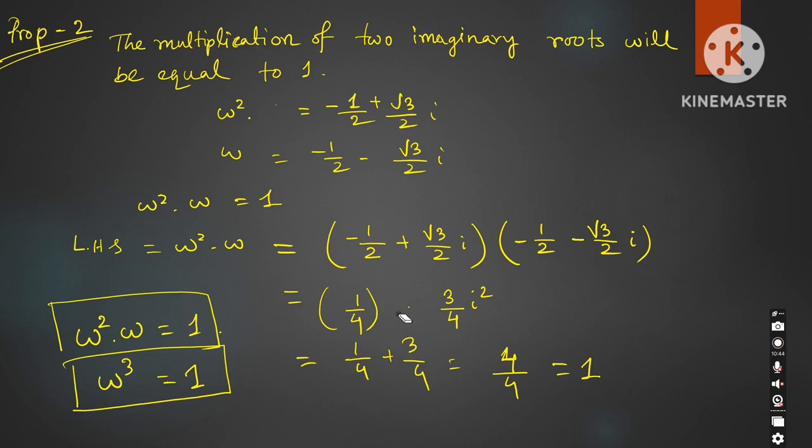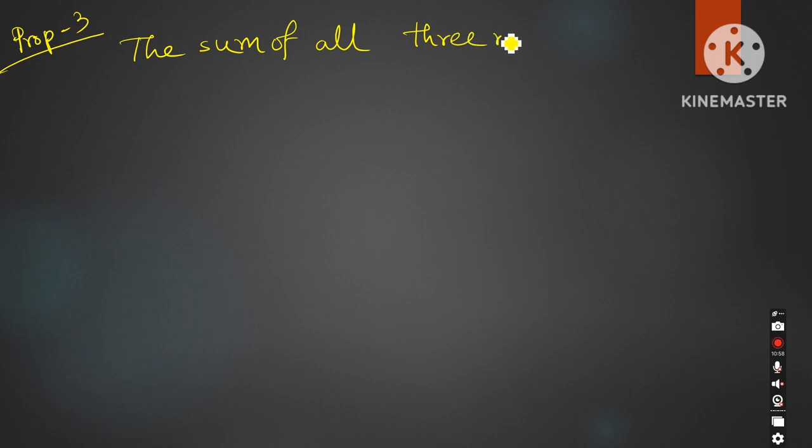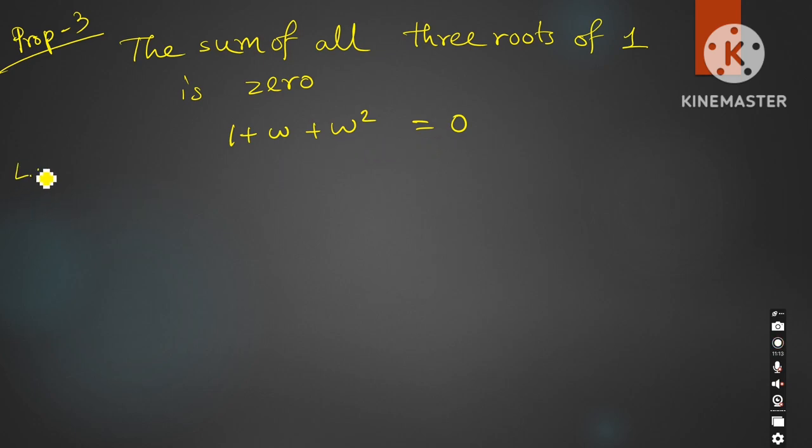What's that? The sum of all three roots of 1 is 0. It's an important one. So we can say 1 plus omega plus omega square equals 0. Now we have to prove it.